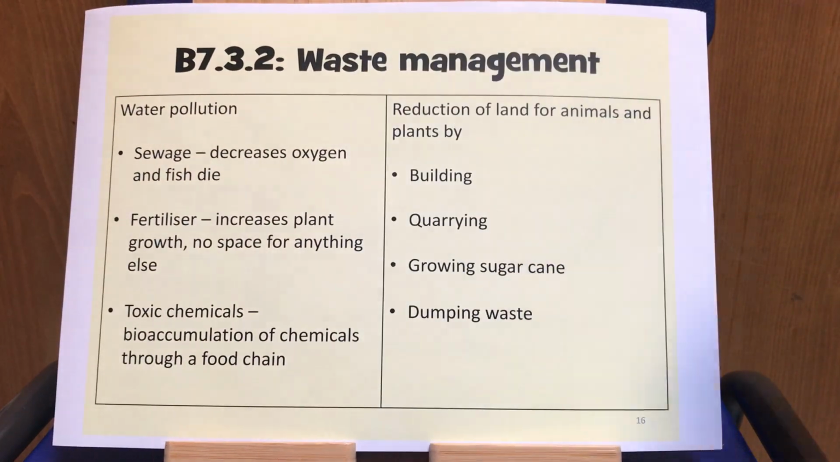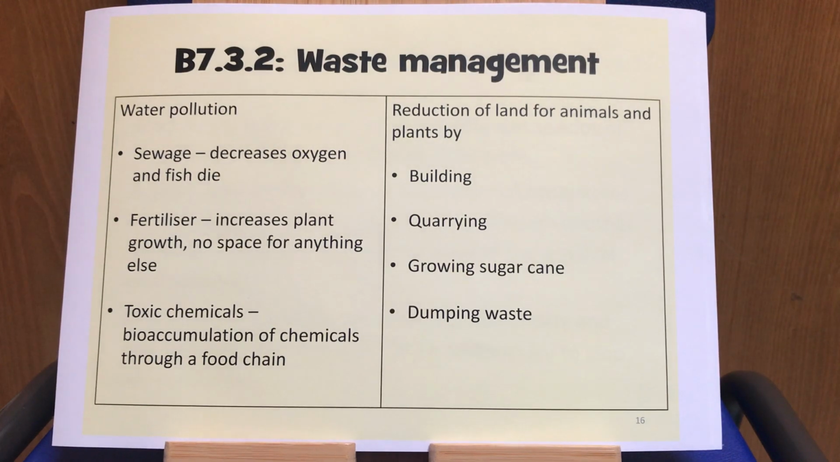Okay, waste management, water pollution. If sewage goes into the water, into a river or a lake, that sewage is full of bacteria, and the bacteria will feed on the sewage, and because they are respiring aerobically, they use up all the oxygen, so then the fish don't have any oxygen, causing the fish to die.